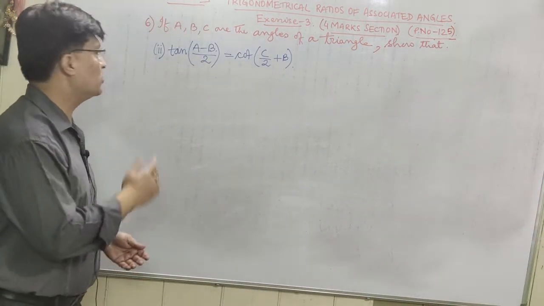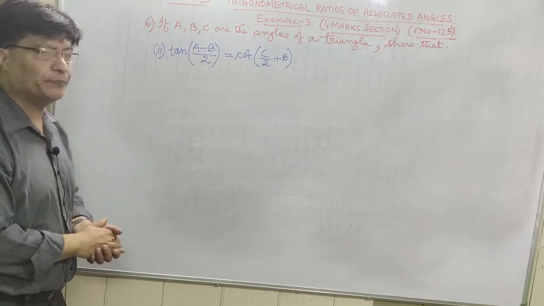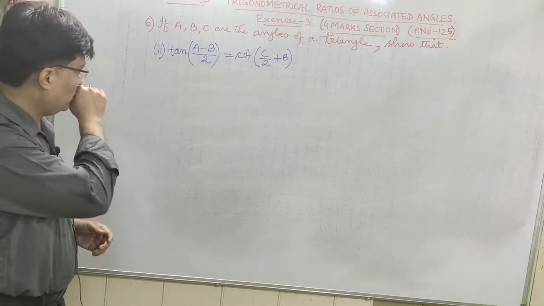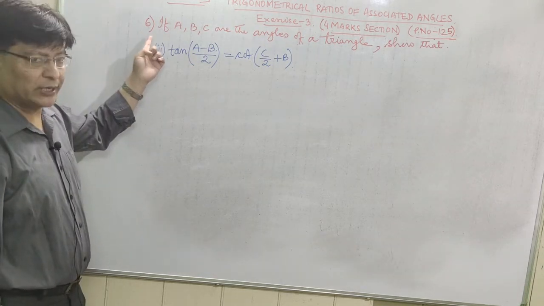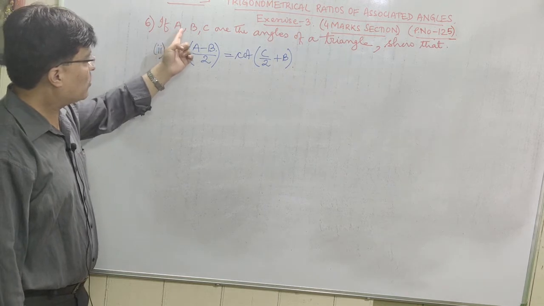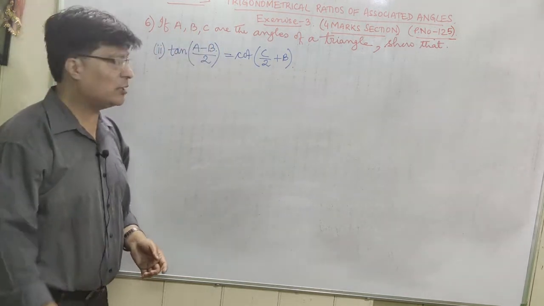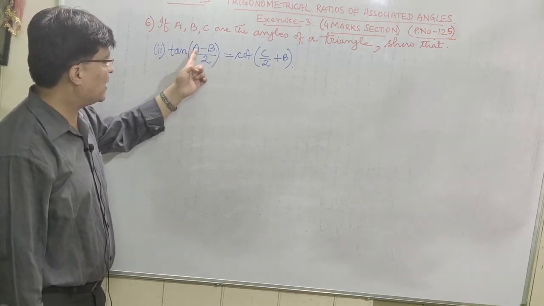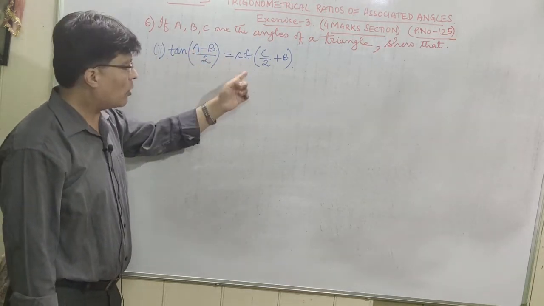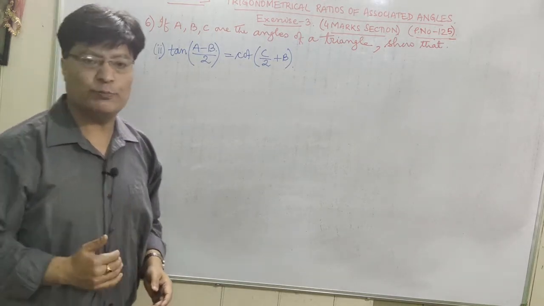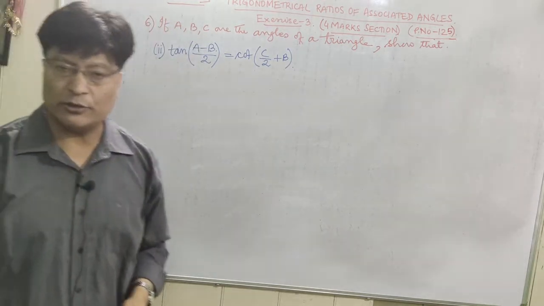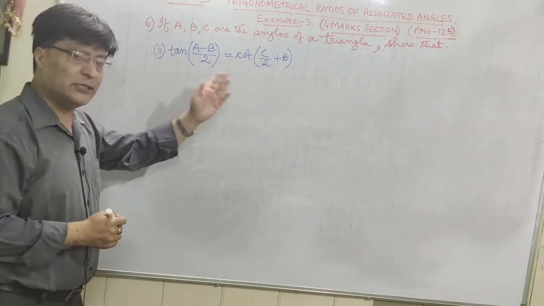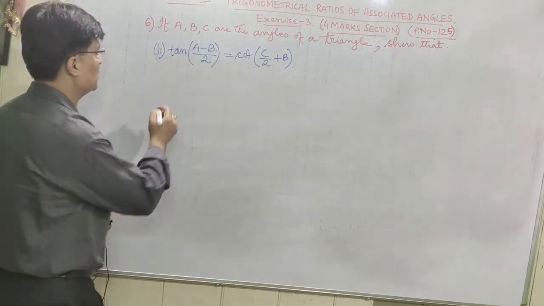So now we'll do the next problem, that is 6 number 2. The question is the same statement out here. Question number 6. If A, B, C are the angles of a triangle, then you have to prove that number 2, tan of (A minus B) by 2 is equal to cot of (C by 2 plus B). You have to prove this LHS is equal to RHS. Okay. So now let us prove this LHS is equal to RHS from the given condition.